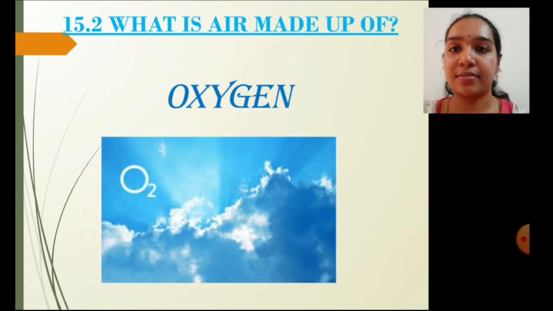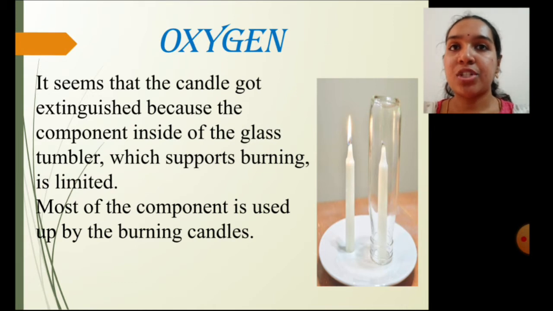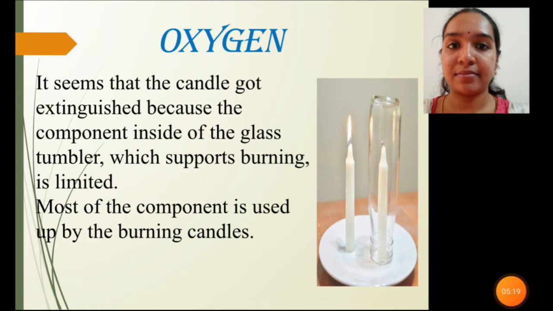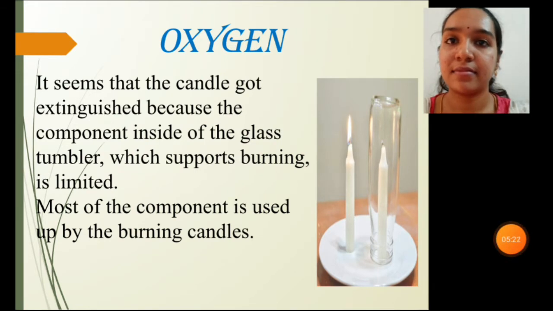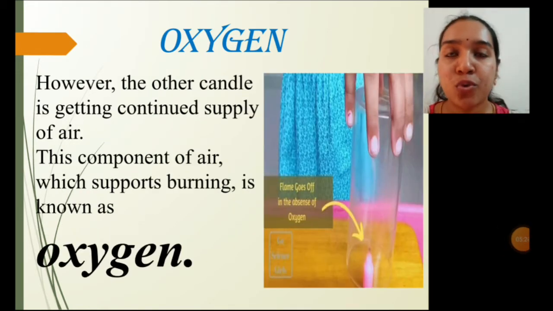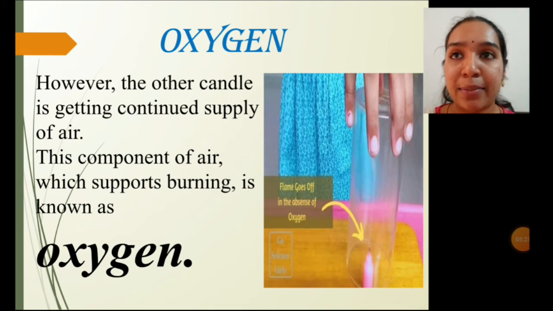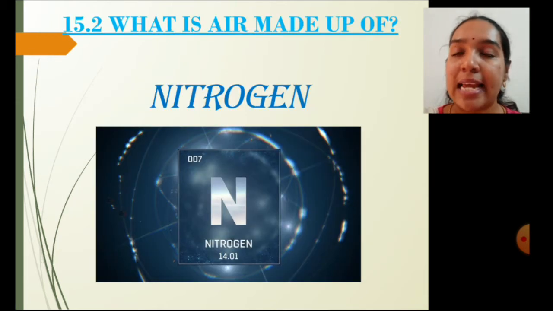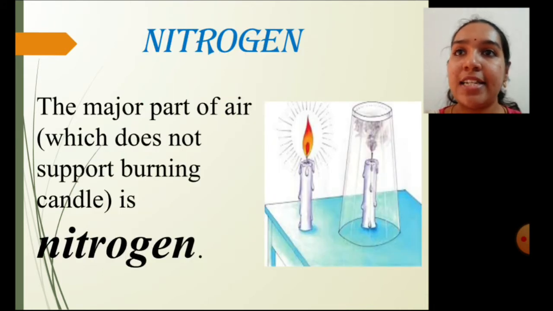Next, oxygen. Oxygen is present in the atmosphere as the most important gas for both plants and animals, and it is the only gas in the atmosphere that supports burning. When there is no supply of oxygen, then no burning process takes place. Next is nitrogen. It is the most abundant gas in the atmosphere. It is one such gas that does not support burning.